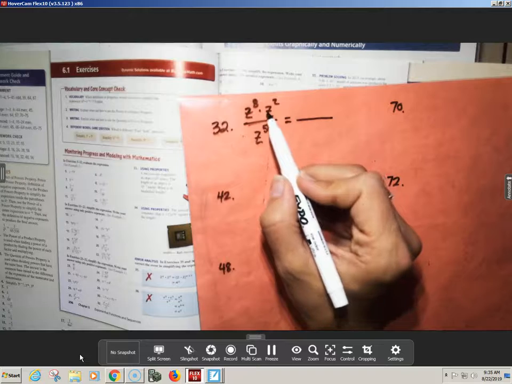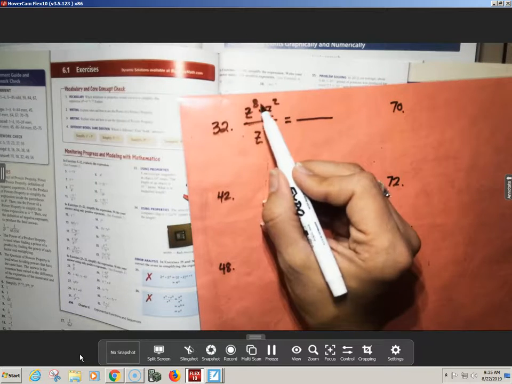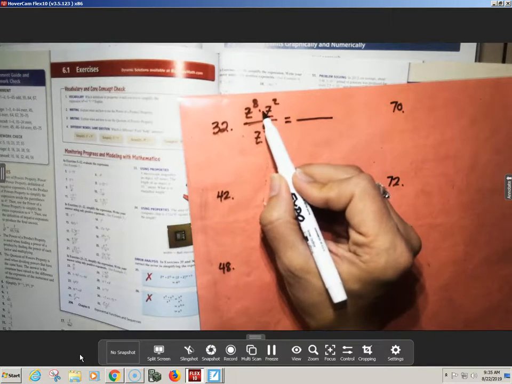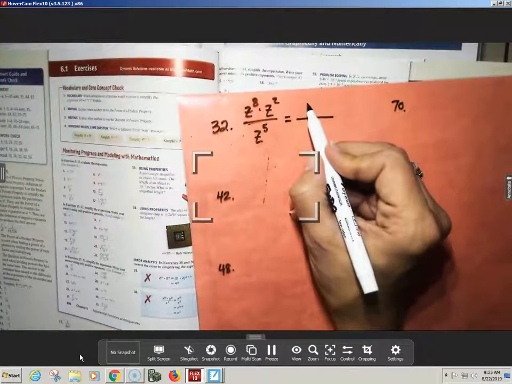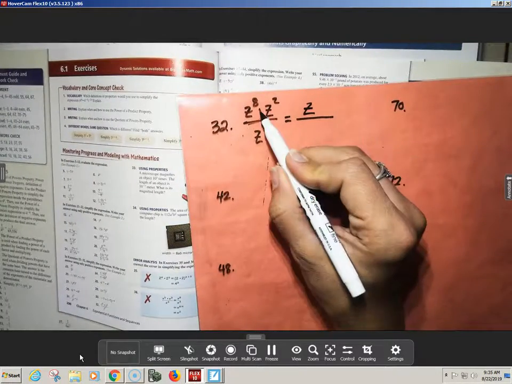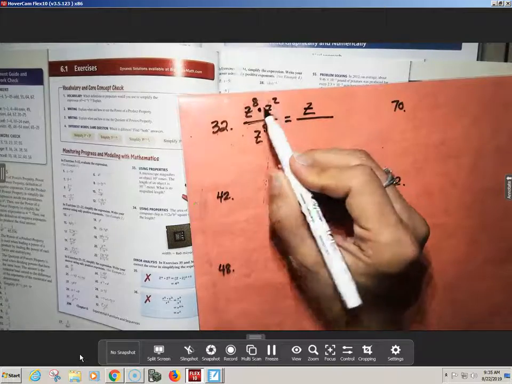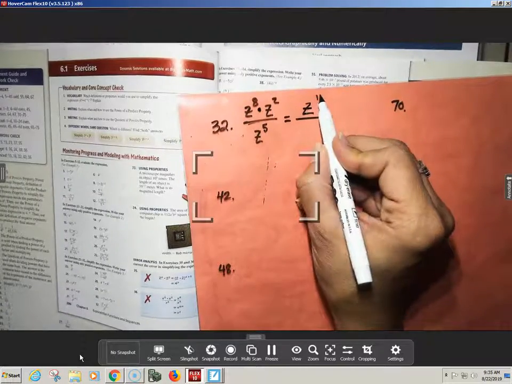So think about multiplication, division, PEMDAS. You do whatever comes first. So this one comes first, a multiplication. And why do I keep saying adding? Yeah, because whenever multiplying like bases, we need to add the exponent. So it's going to be z to the 10.